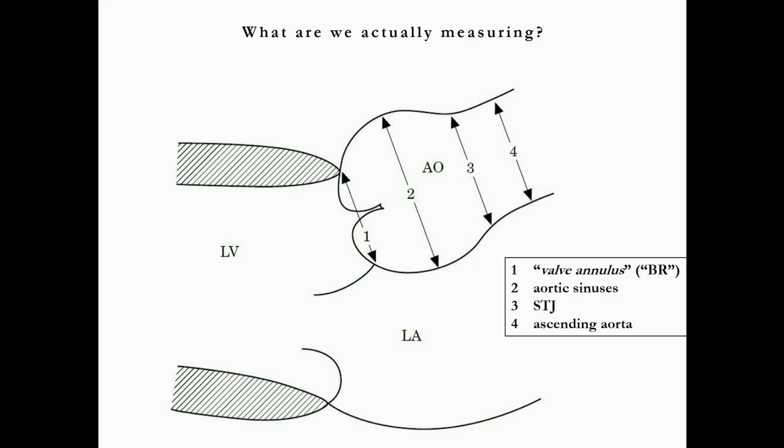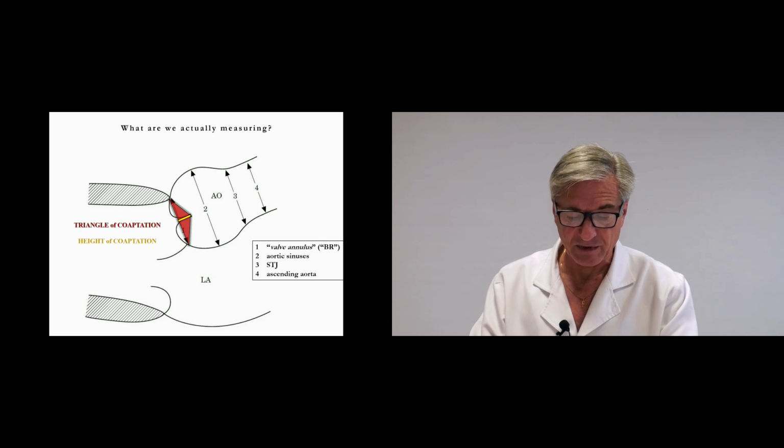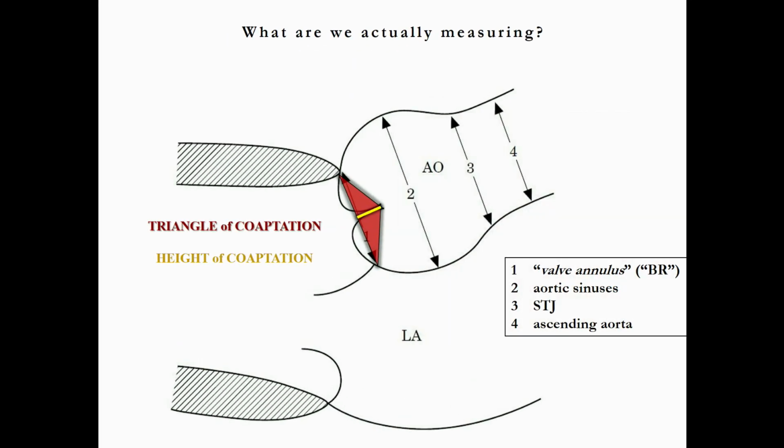It is most important to be aware of the various measurements of the aortic root. The general parameters can be quantified, and these are the basal ring, the sinuses, the sinotubular junction, and the ascending aorta. To these measurements, there must also be added the triangle of coaptation of the aortic leaflets and the height of coaptation, similar to the case of the mitral valve.